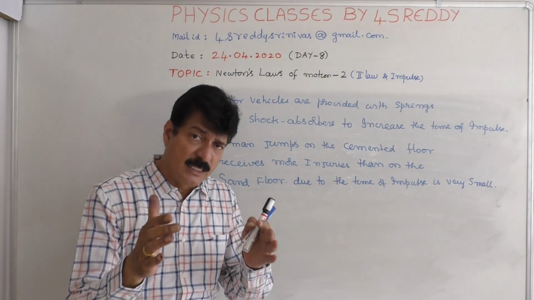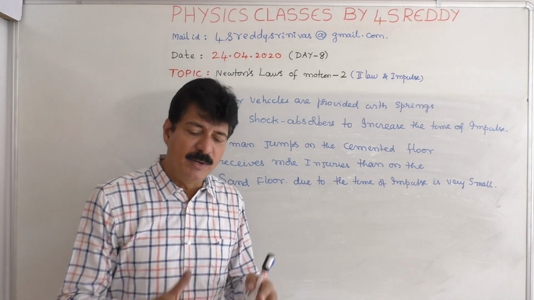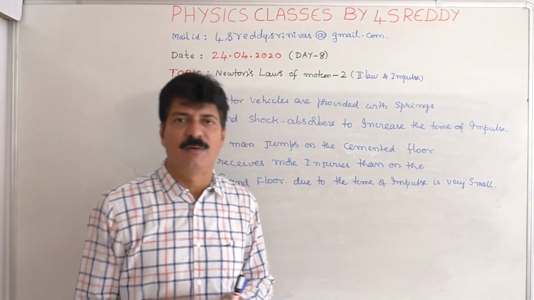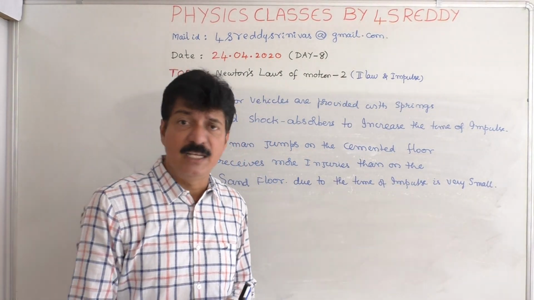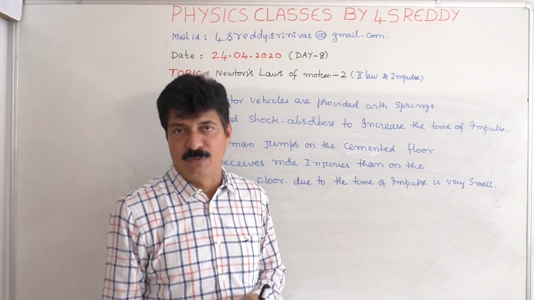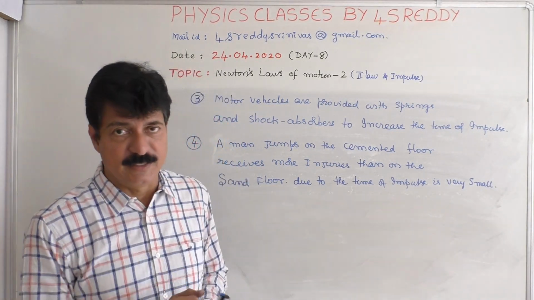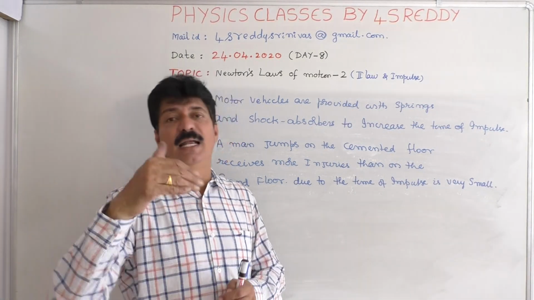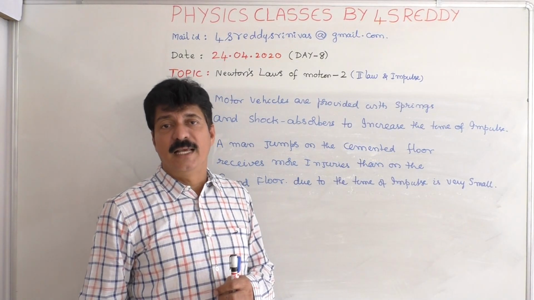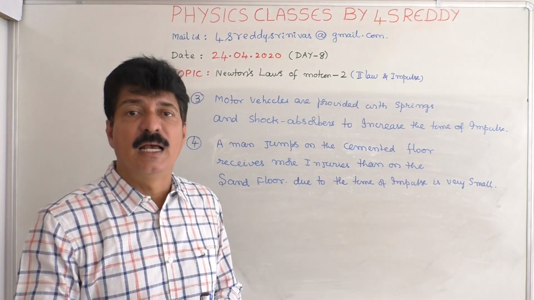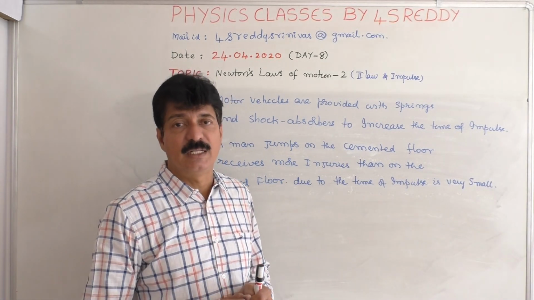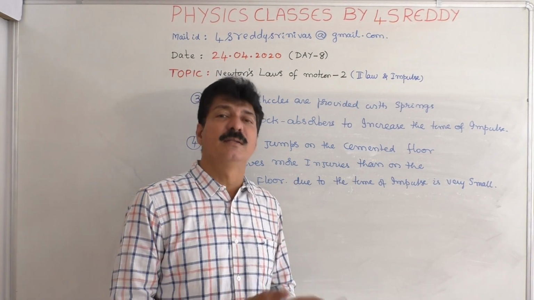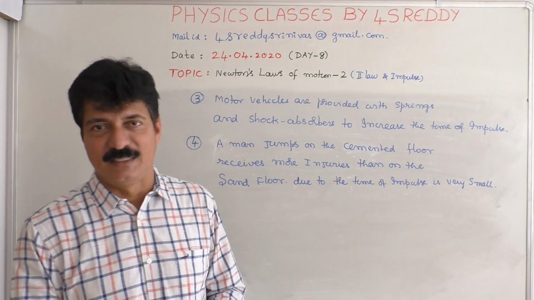Suppose a man jumps on the cemented floor. Then what happens? The moment he strikes the cemented floor, he will come to rest in a short interval of time. When the time of impulse is very small, the impulsive force is high, so that he will receive more injuries. But if he jumps onto the sand floor, his legs will penetrate into the sand, thereby the time of impulse is increased, and hence the impulsive force is decreased, so that he receives less injury. So in both cases, injuries are common, but the severity is different.